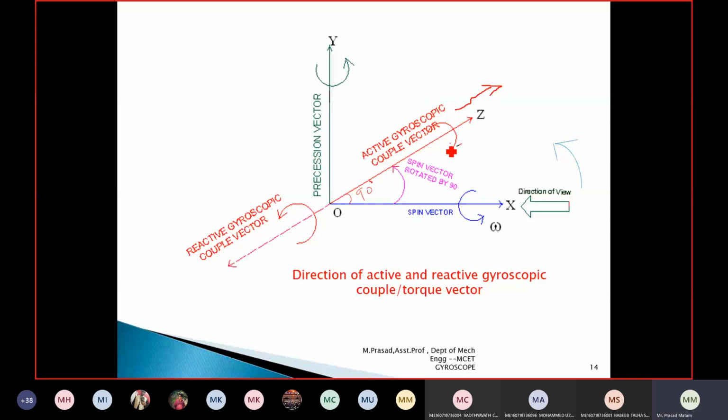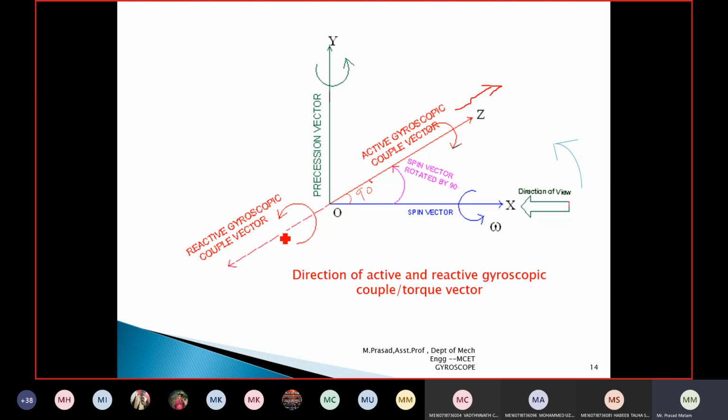So for this active couple, to maintain equilibrium, one more couple has to act opposite to this active couple. This active couple is rotating like this, clockwise. To maintain this equilibrium, I am putting one more couple, which is called the reactive couple, which acts opposite to the active couple vector. This active couple vector is moving clockwise. This reactive couple vector is moving in the anti-clockwise direction. Then only this is moving downwards. Now the total system is in equilibrium due to the gyroscopic couple, or gyroscopic effect.